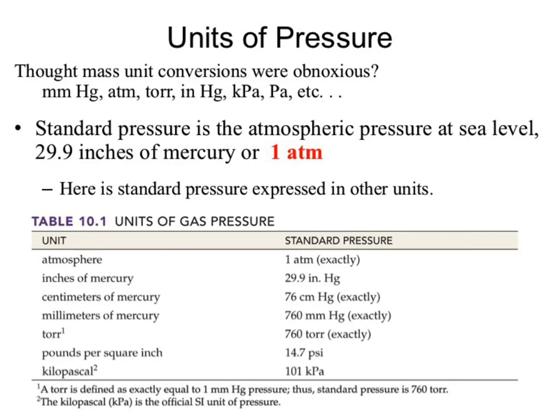Torr, that makes perfect sense. Torr coming from a guy's name. ATM. Atmospheres. Right? PSI. Pounds per square inch. KPA. Kilopascals. What is a Pascal? A pressure unit named after a scientist.